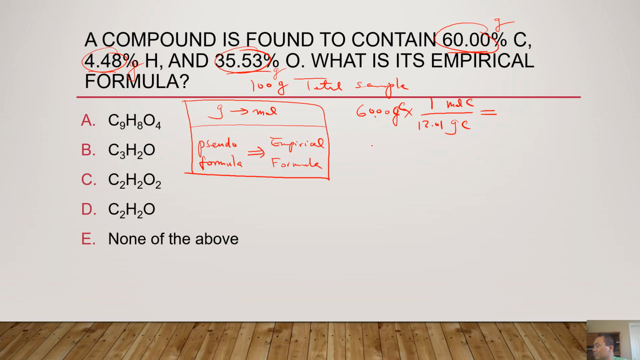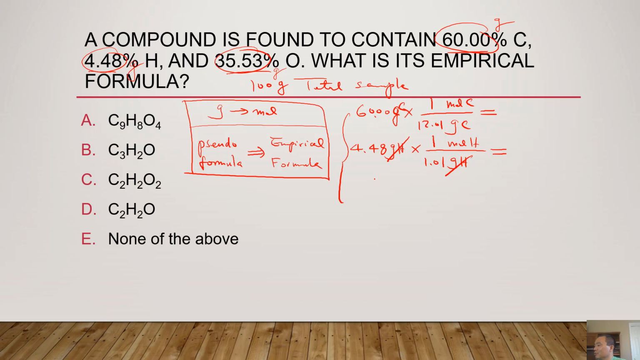Then the second one, you have 4.48 grams of hydrogen. You convert this to moles of hydrogen. Grams of hydrogen is cancelled out, and 1 mole is 1.01 grams. We're going to calculate that a little bit later.